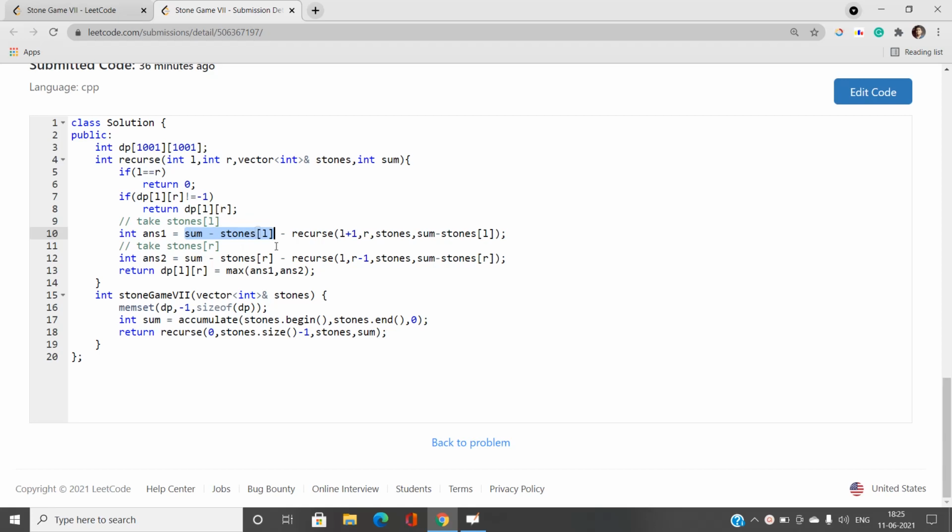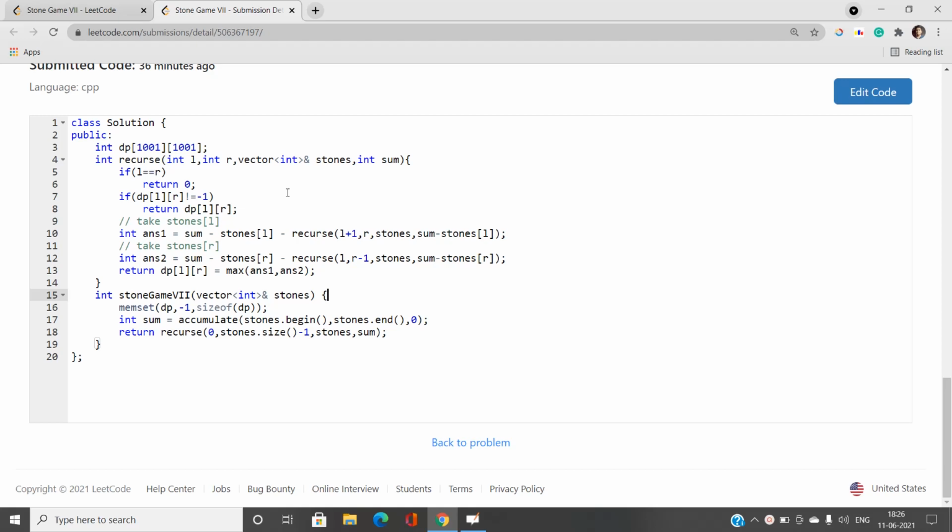And what is my opponent's score? The opponent's score is for the incoming segment from L plus 1 to R, because I chose the leftmost stone, and I need to take the difference since we need to find the score difference. If a player takes the stone at R, the rightmost element of the current segment, that is answer 2, and I take the maximum of answer 1 and answer 2, because a player can choose either option.